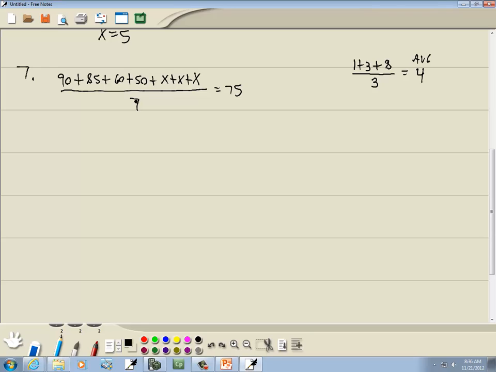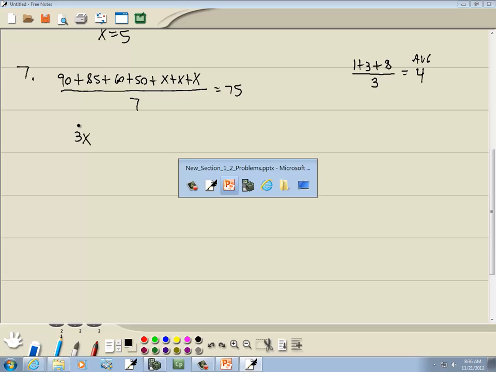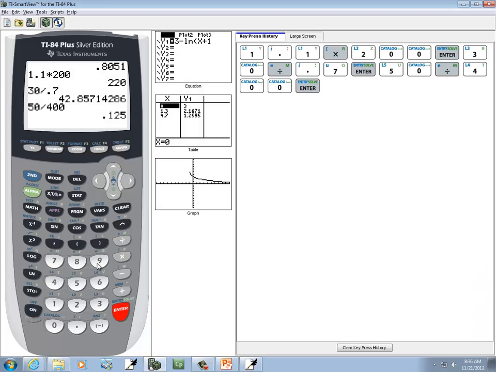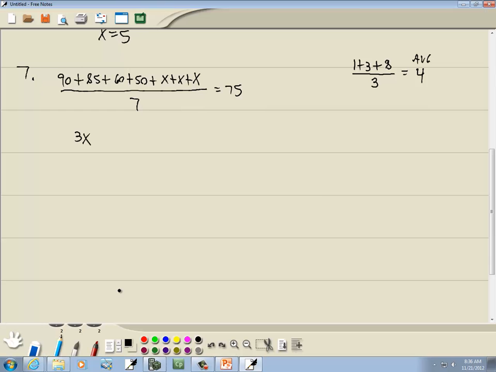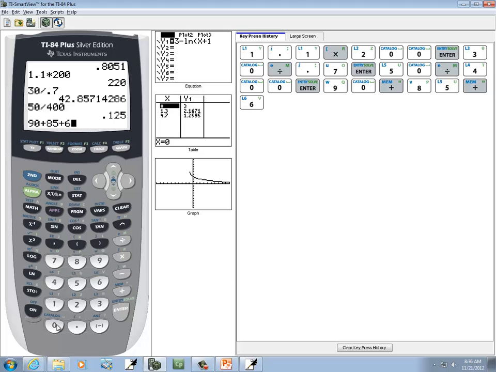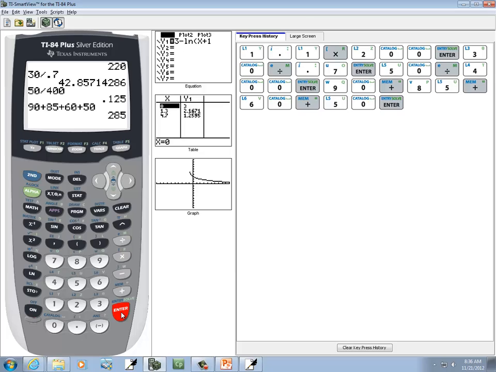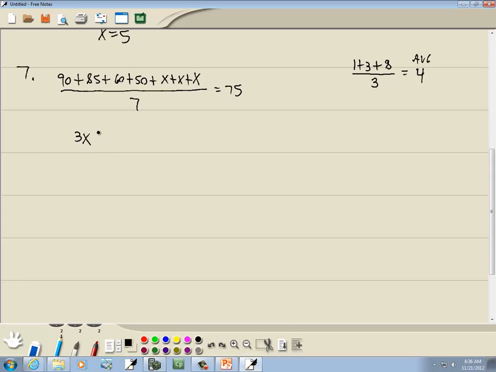Well, now we're going to go through our steps. Combine together like terms in any step. X plus x plus x is 3x. 90 plus 85 plus 60 plus 50 gives us 285. So that's plus 285 over 7 equals 75.